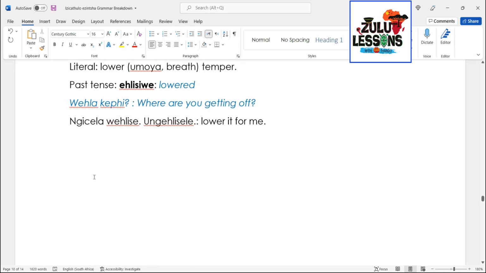If you want to ask someone to lower something, say maybe you want to ask someone to reduce the volume, then you say, ngicela wehlise, right? But you're not saying wehlise what. So you're not being specific, but maybe they would understand that you're talking about the volume. Or you can say it and be specific and say umsindo. You say, ngicela wehlise umsindo, please lower the sound or the noise. And then you can also say, we radio. Ngicela wehlise umsindo we radio, please lower the sound of the radio.